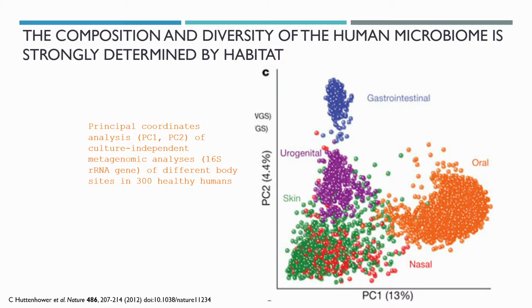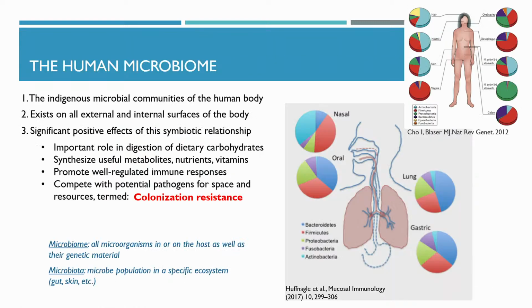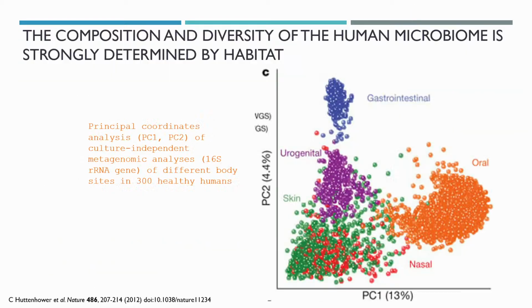And so the key takeaway here is that there are so many ways to measure composition and diversity, and that's all accumulated into this plot. So we can say by looking at this that the composition and diversity of the human microbiome is strongly determined by habitat.